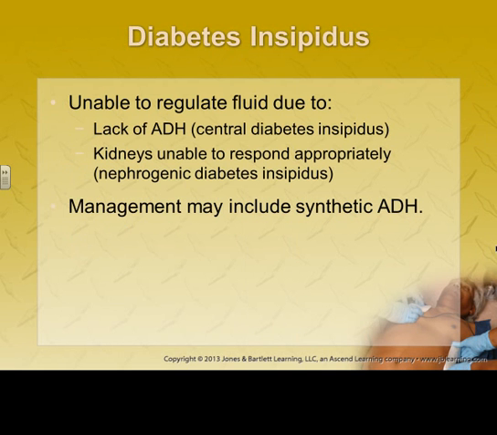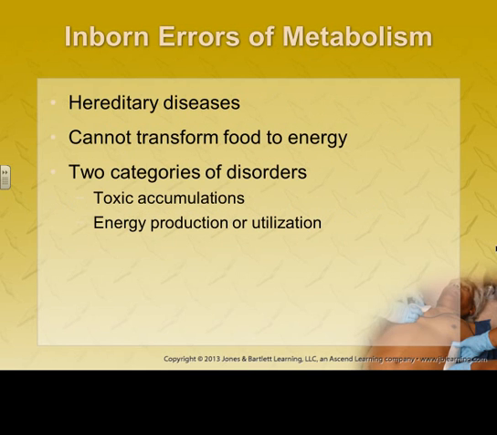Diabetes insipidus. This is where we have a lack of ADH. What does ADH do? It keeps you from peeing, right? So if you have a lack of ADH, what's going to happen? You're just going to keep peeing, keep peeing, keep peeing. And you've got a couple of hereditary diseases.